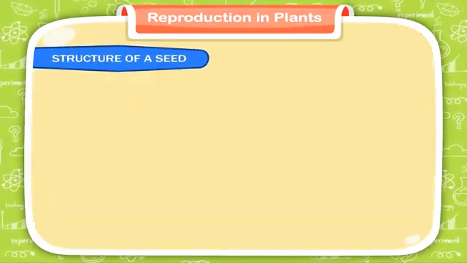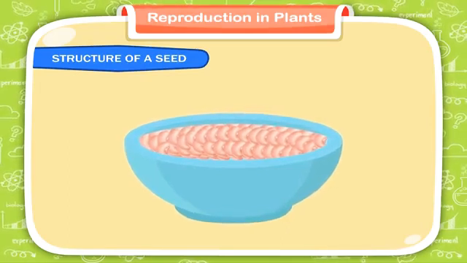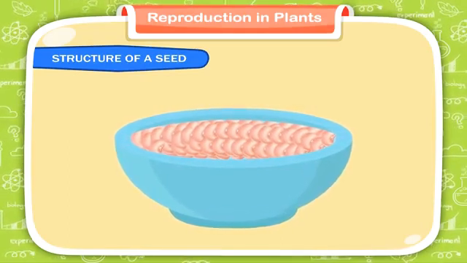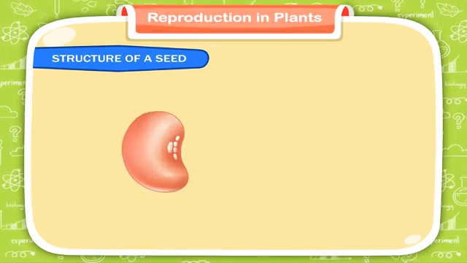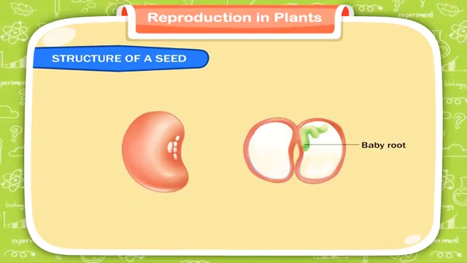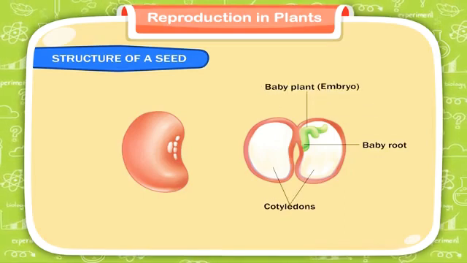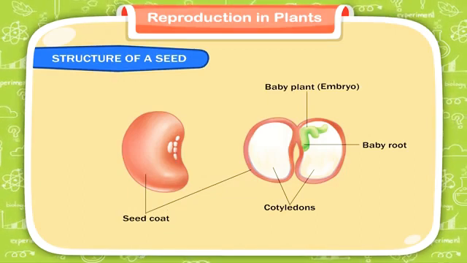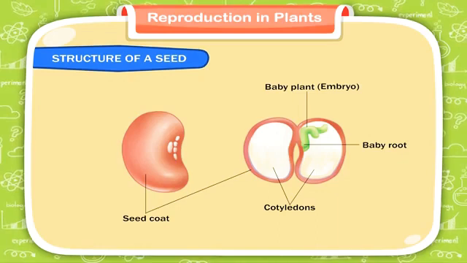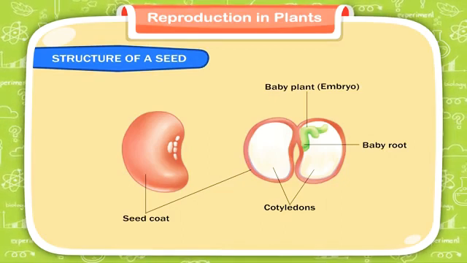Structure of a seed. Take a few bean seeds or gram seeds and soak them for a few hours. Now, it becomes easy to split the seed and look at its parts. You will see that a seed has 3 main parts. A thick outer covering which is called the seed coat. This protects the seed from any damage and also from drying out. Seed coat can be thin and soft or thick and hard.